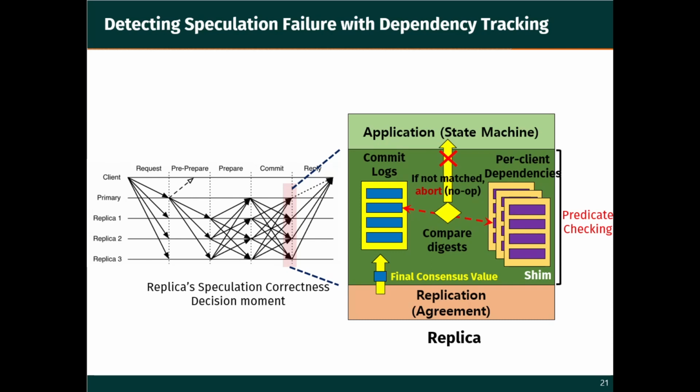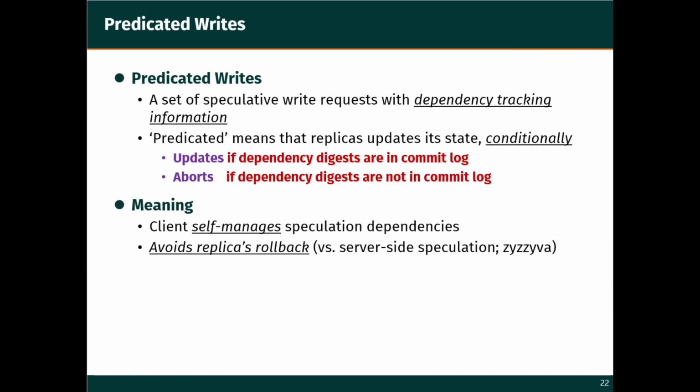Now I explain what constitutes per-client dependencies, which is the predicate write. Predicate write is a set of speculative write requests with dependency tracking information. The predicate literally means a condition on whether to update its state or not. It updates its application state if dependency digests are in the commit log, while it aborts the update if dependency digests are not in the commit log.